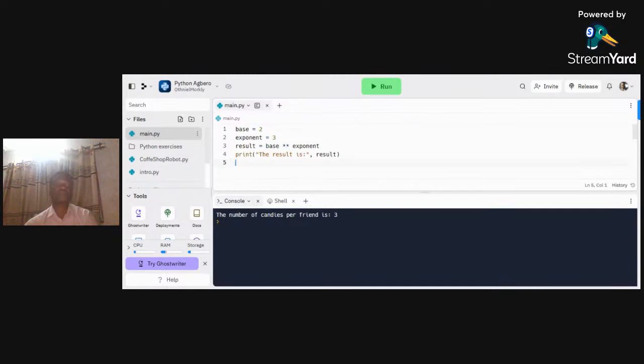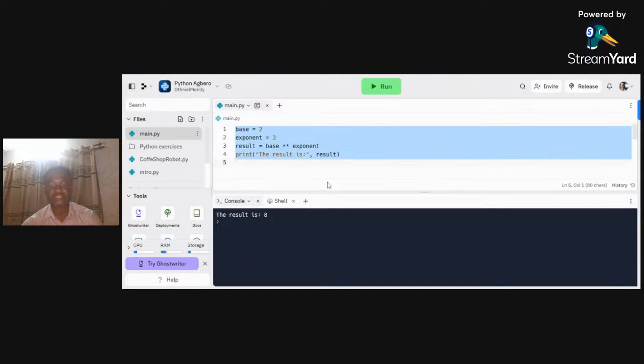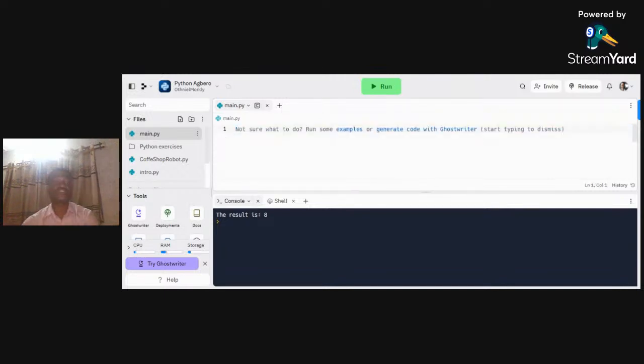But when you are doing this on a computer, you write base asterisk asterisk exponent, meaning 2 raised to the power 3, right? So the result is, let's run it. The result is 8. You raise 2 to the power 3. So anytime you want to do something raised to the power, this is the operator you have to use, right? Do not forget, it's always the exponential operator. It raises things to the power of whatever number you want, right?